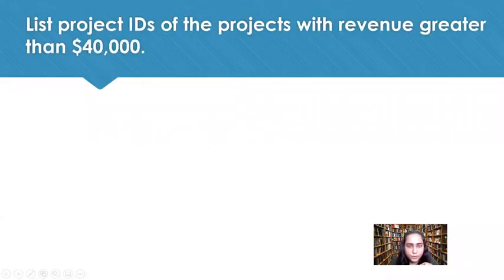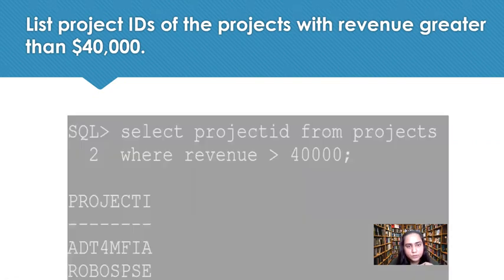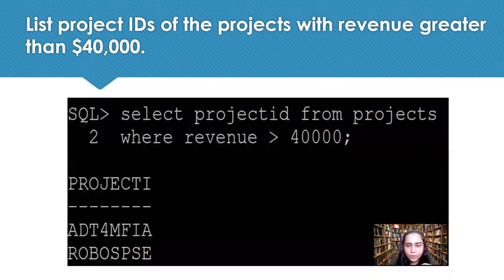The query that we are going to answer is: list project IDs of the projects with revenue greater than $40,000. For this, I have attached a screenshot of the query that I performed on my SQL Plus command line and the output that I got. You can see the query that I wrote is select project ID from projects, and in the second line I have written where revenue greater than 40,000. So this is the way you can specify a condition if you want certain rows to be selected.